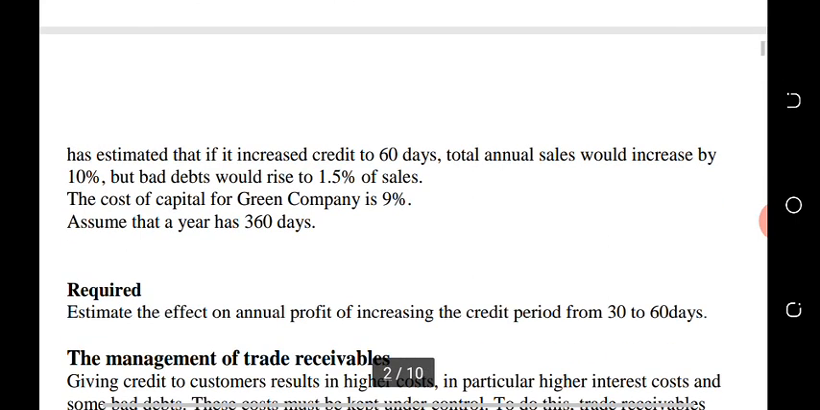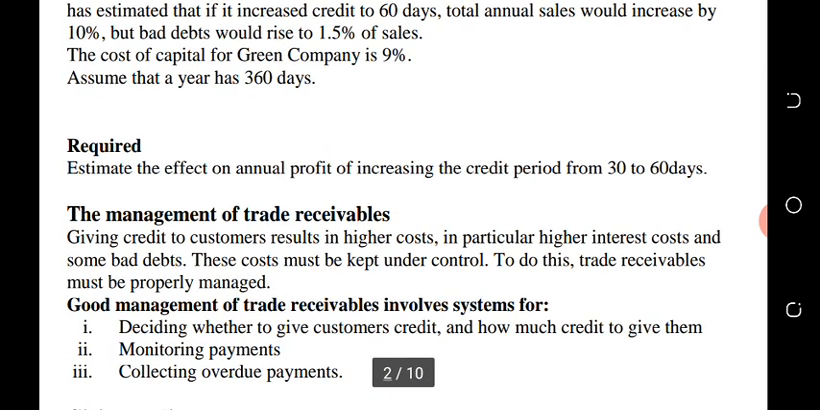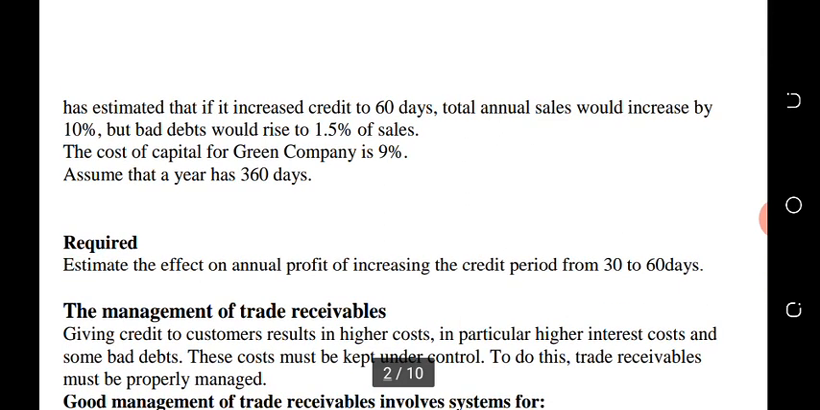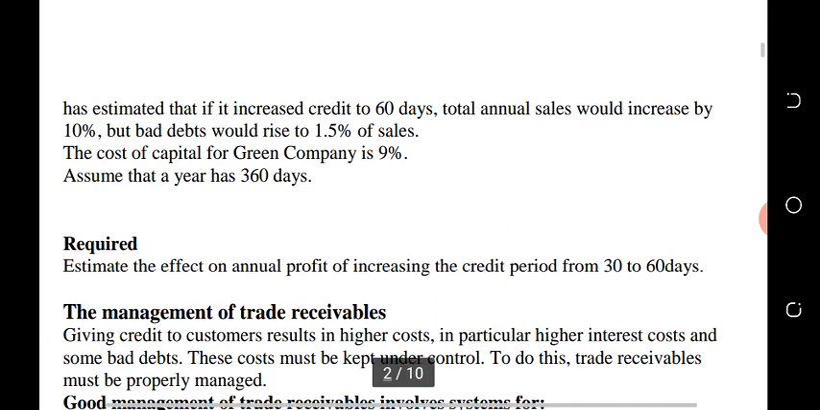When we are not given this assumption, we should always use 365 days. But in an exam, where you are given the assumption, we shall assume that a year is 360 days. You are required to estimate the effect on annual profits of increasing the credit period from 30 to 60 days. So we want to know the effect on the annual profit. How would an increase in credit limits affect our annual profits?